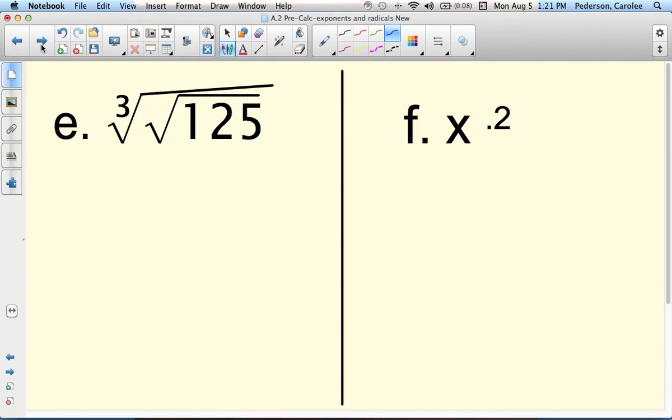Here's an example of a radical inside a radical. We have a cube root, and then inside of that is a square root. If there isn't an index, I'm just going to go ahead and put that there. That's a square root of 125.